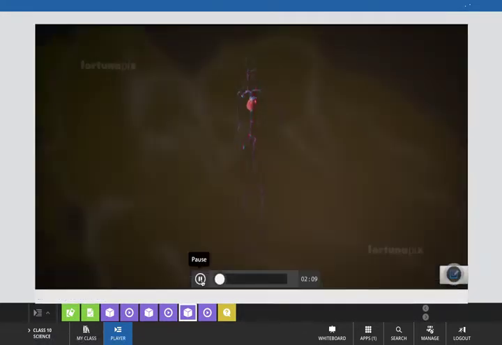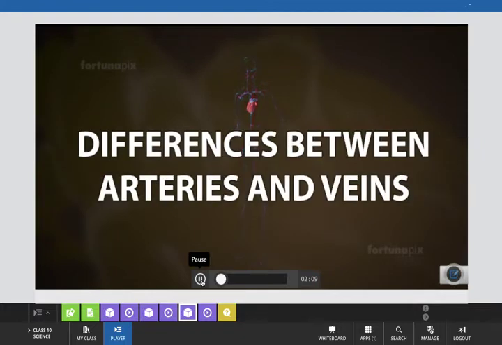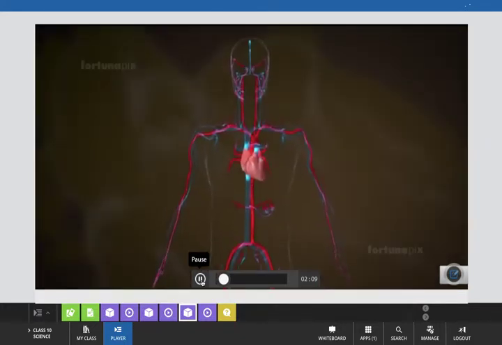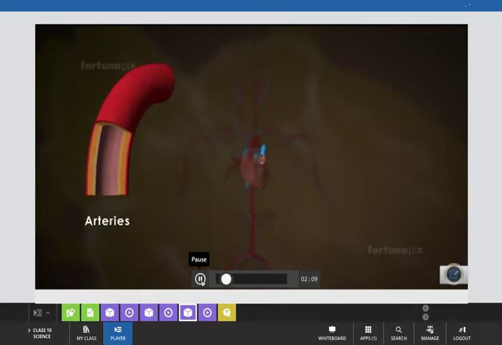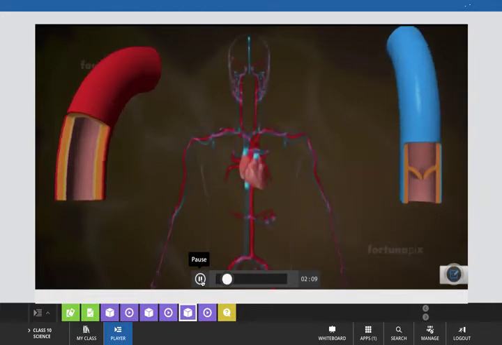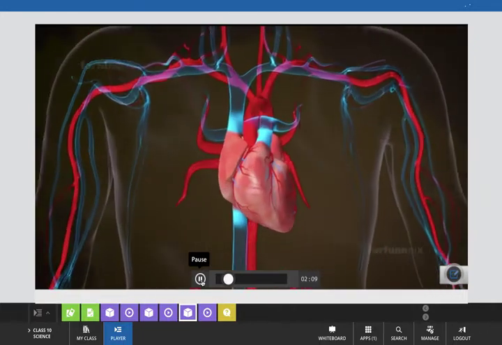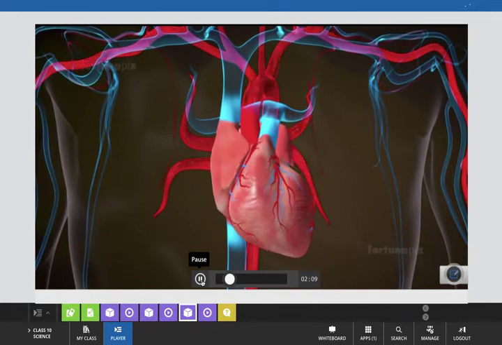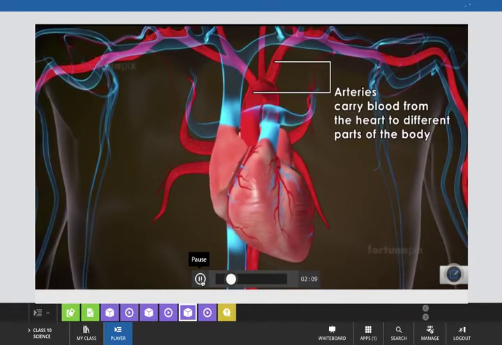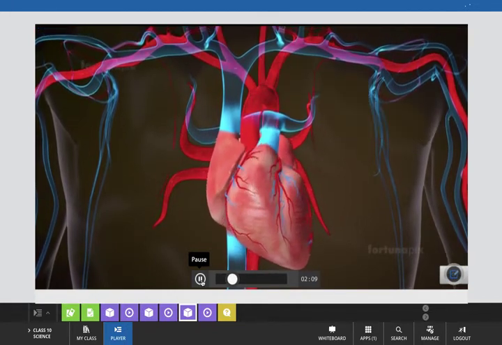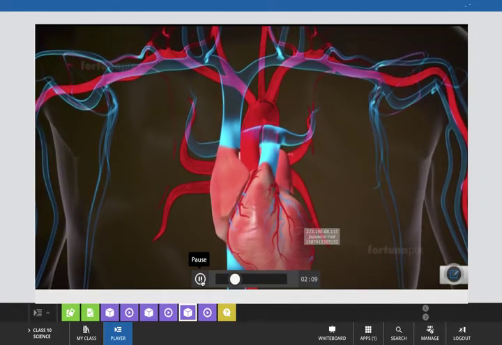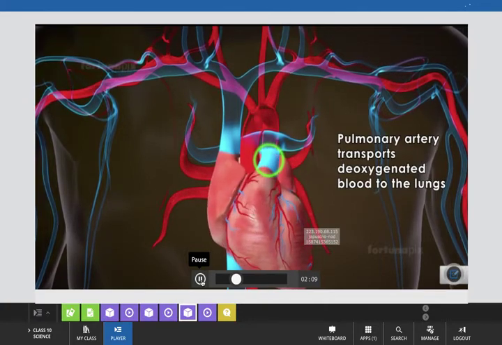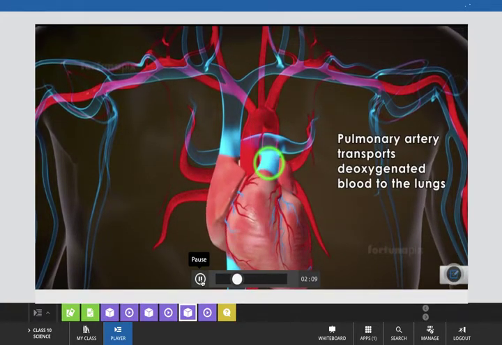Differences between arteries and veins. The circulatory system consists of blood vessels called arteries and veins that transport blood from and to the heart. Arteries carry blood from the heart to different parts of the body. They transport oxygenated blood. However, the pulmonary artery transports deoxygenated blood to the lungs.